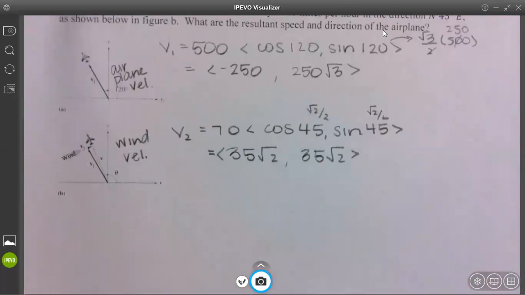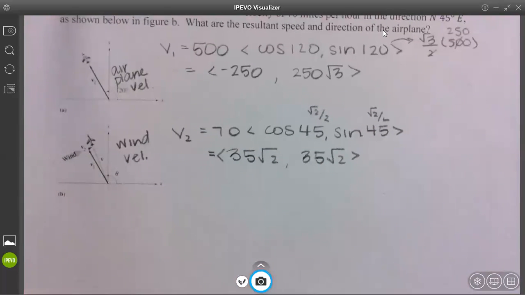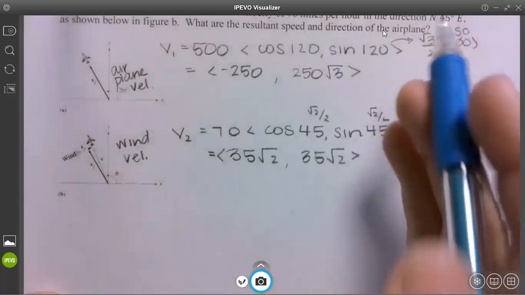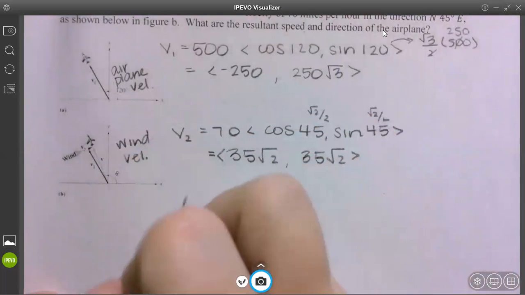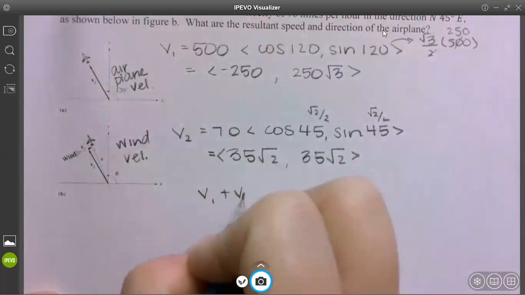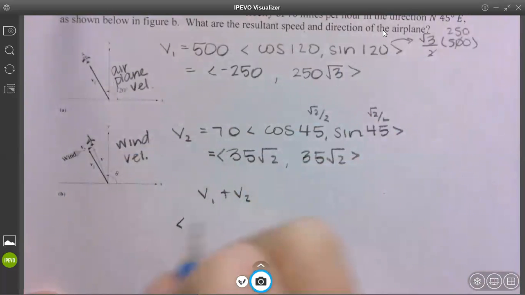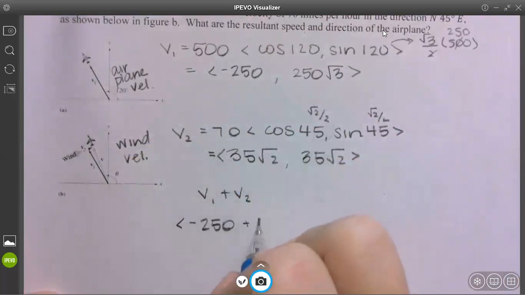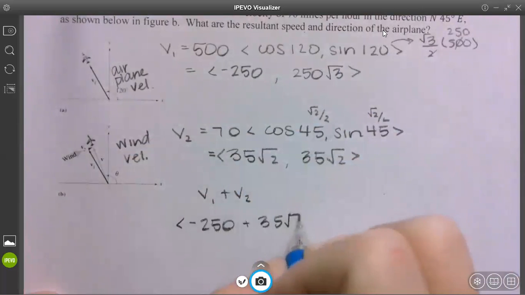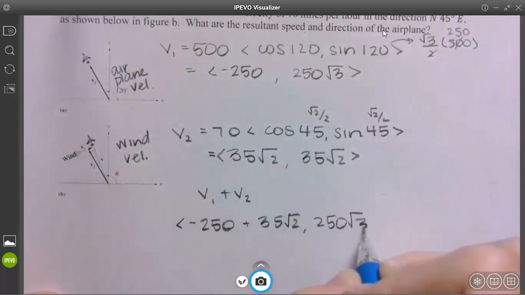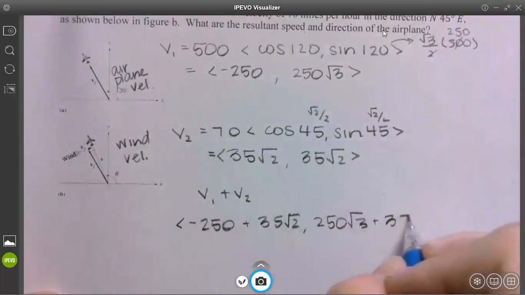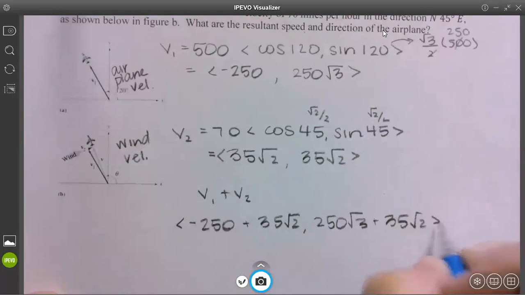So it said what are the resultant speed and direction of the airplane, so we've got to put those together. When we put D1 and D2, the airplane and the wind, together, we're just going to add them up. So we have negative 250 plus 35 square root 2, and 250 square root 3 plus 35 square root 2. Again, I'm just putting those together, adding those.